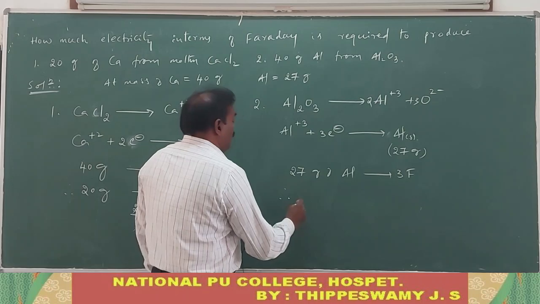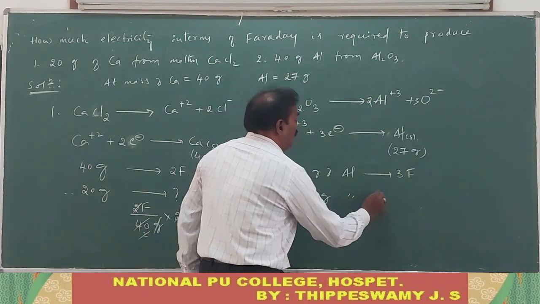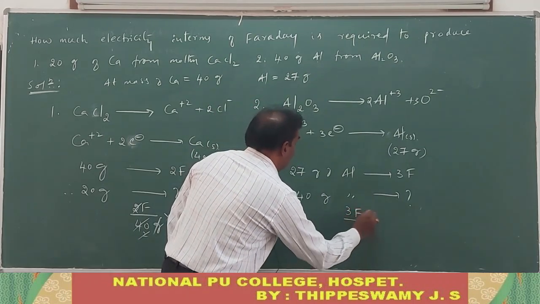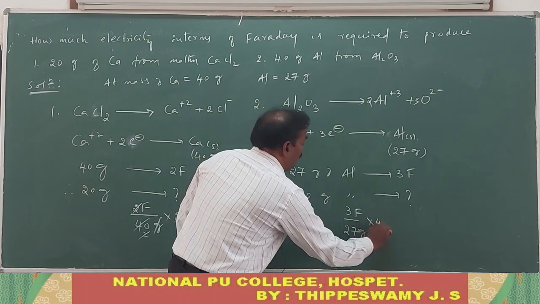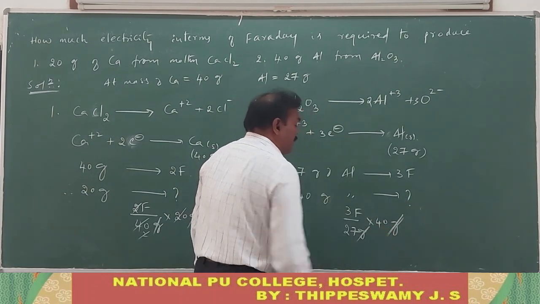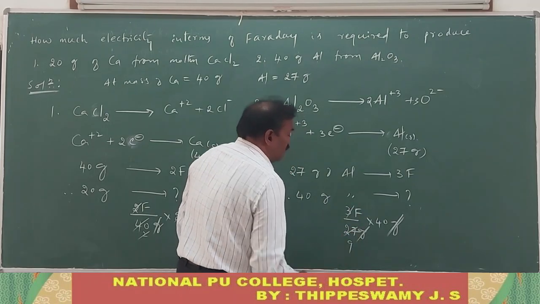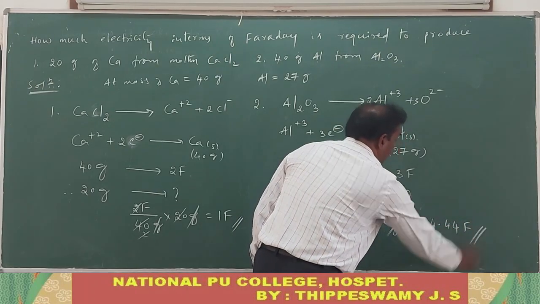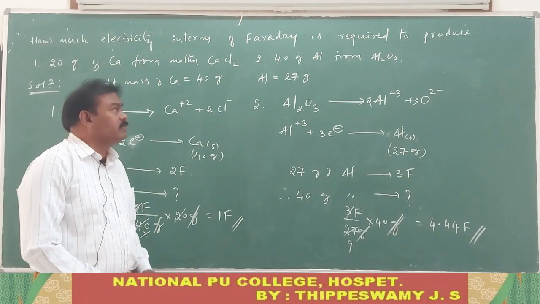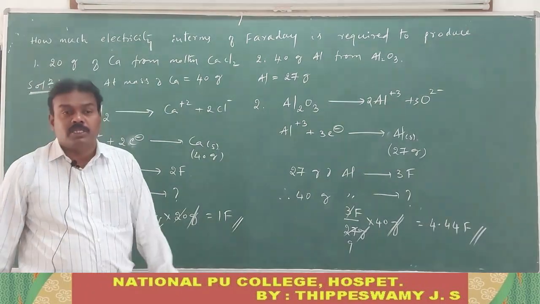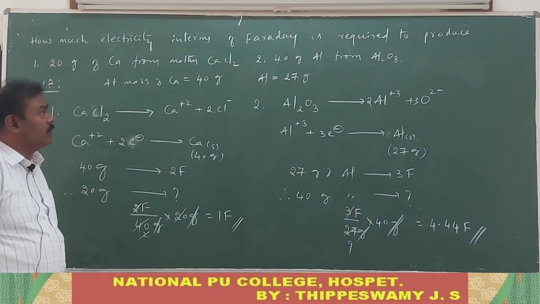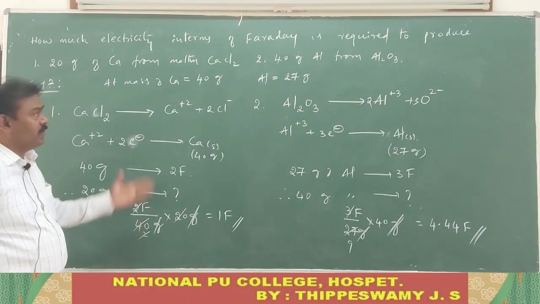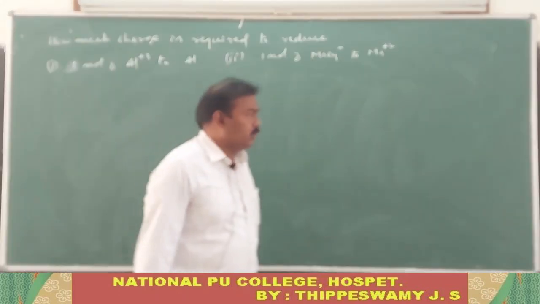Therefore, in order to deposit 40 gram of aluminium, how much electricity is required? Now you take the cross multiplication and finally you can write 3 Faraday by 27 gram into 40 gram. Gram and gram will get cancelled. So 3 1s are 3, 9 3s are 27. So 40 by 9 means it will be equal to 4.44 Faraday. So this is one more example of how to calculate the electricity in terms of Faraday required to produce so and so amount of the substances from different compounds. Okay, we'll move towards the next one.